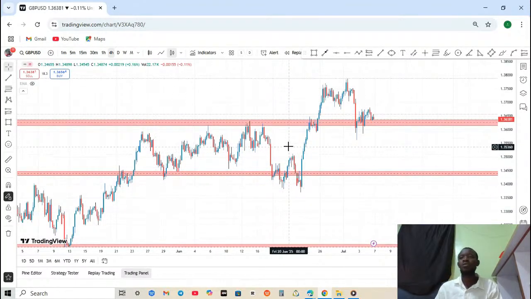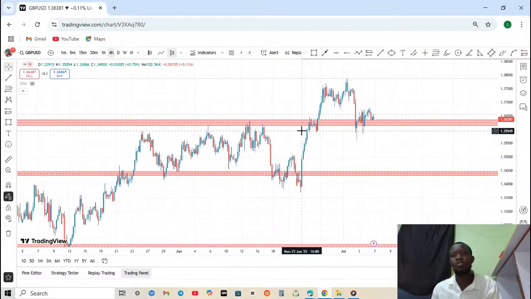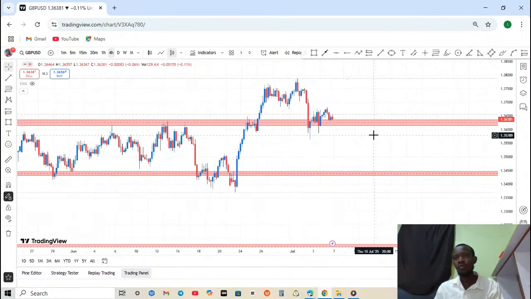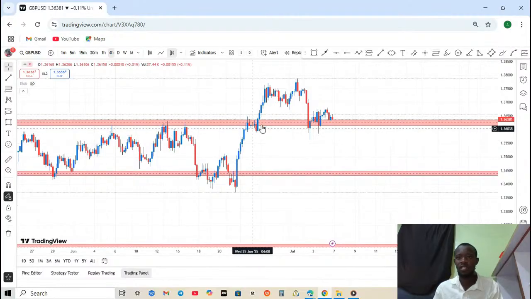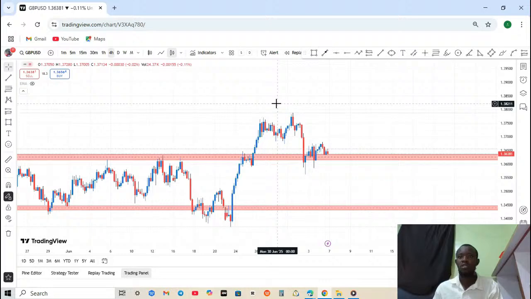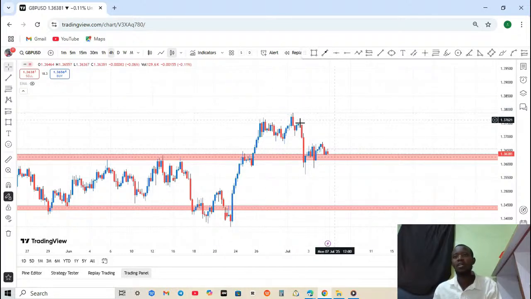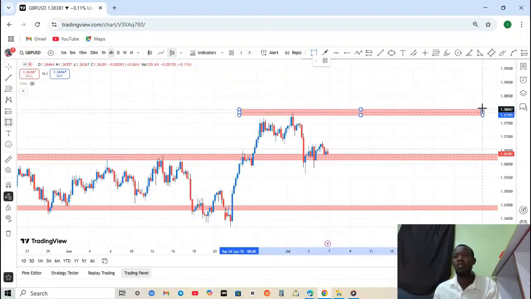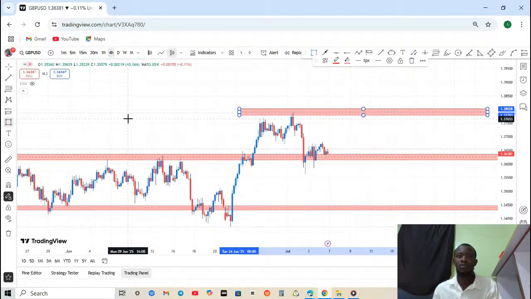We just wanted to confirm if the market is still on an uptrend. And you can see the market has not broken this zone right here. It is a strong zone. The only thing we can add here is this zone, the last high. That is the zone we can add on the 4-hour time frame.